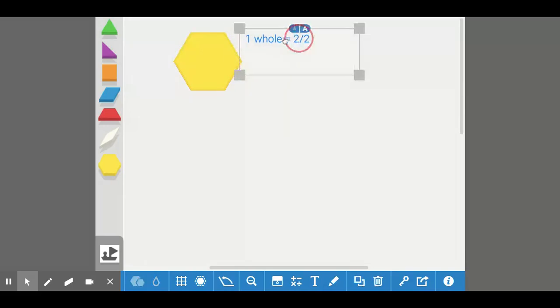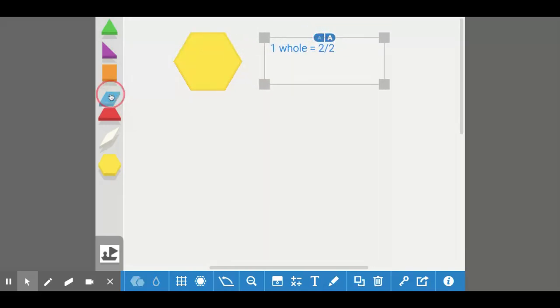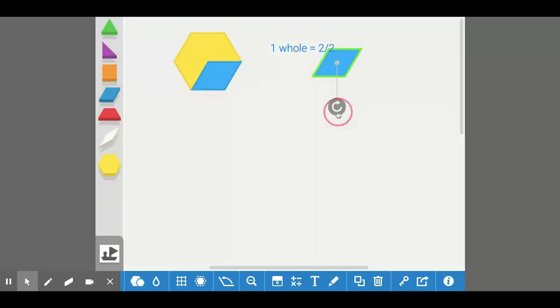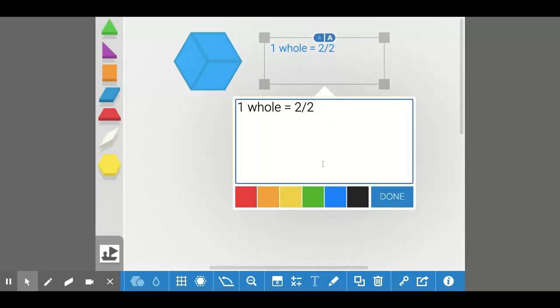A whole could also equal 3 of those blue shapes, like we showed. So if you had all 3 blue shapes, you would have an equivalent fraction that is 3 out of 3. All 3 blue shapes covering the whole is the same as 3 out of 3.